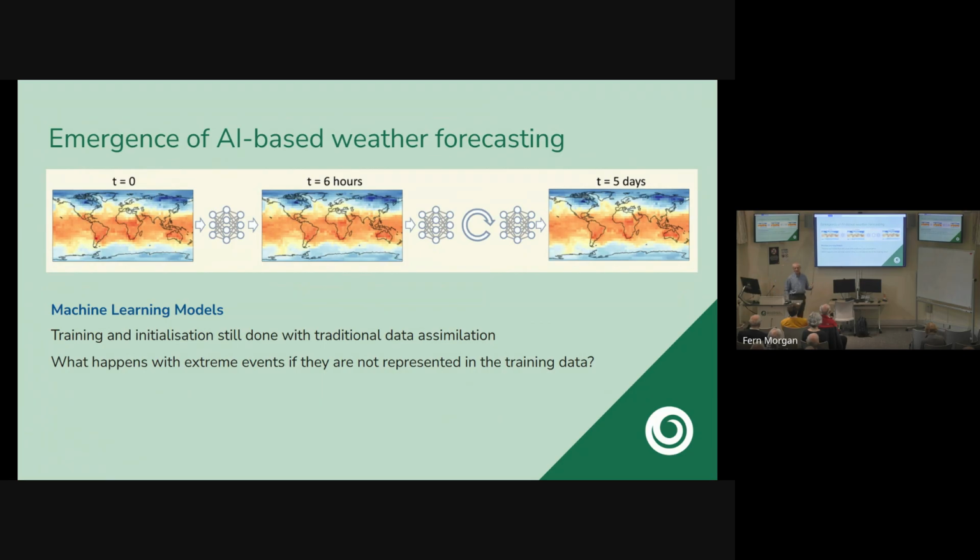Some concern about what about really extreme events? Because they're extreme, they don't really appear very much in the training data. So how can you expect this neural network to predict an extreme event? The latest evidence is pretty good, actually.